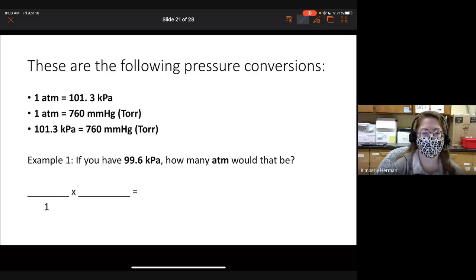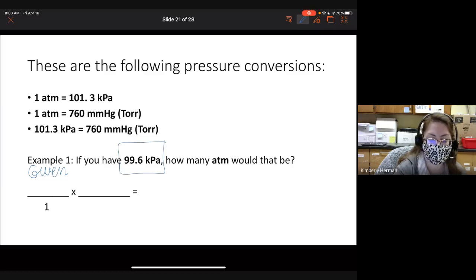Well, I hope so. So example number one, it says, if you have 99.6 kPa, how many atm would that be? First we have to decide what our given is. So we look for the number in the problem and we see that we have 99.6 kPa. So I'm going from kPa to atm. So we notice we're going to be using our first conversion here. So I'm going to cross out the other two.